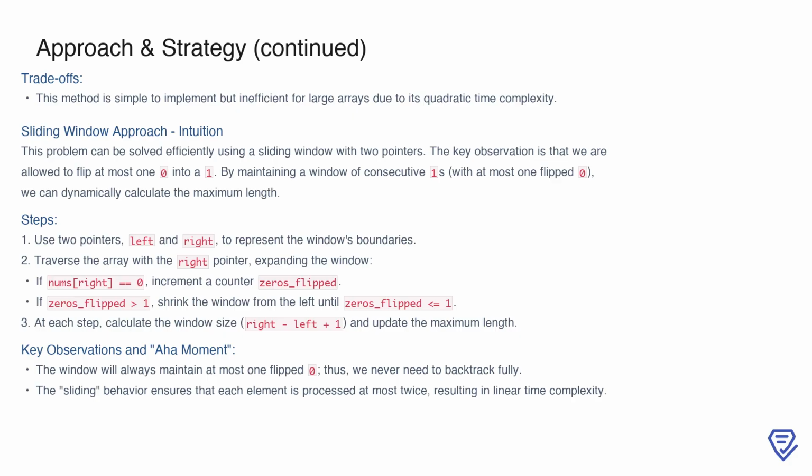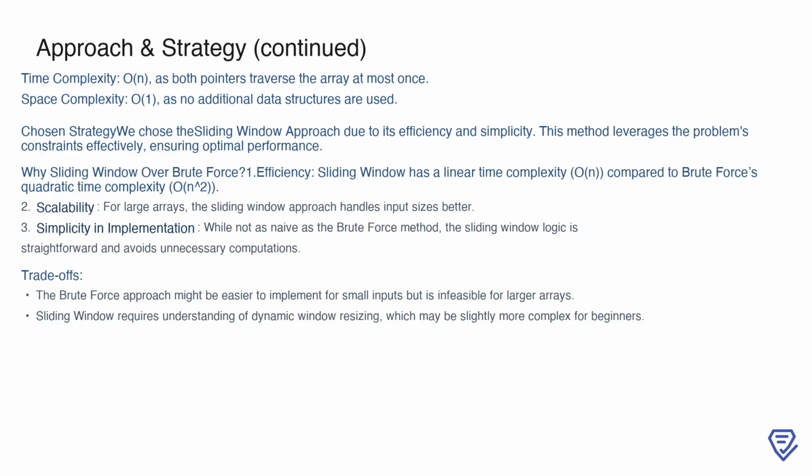This eliminates the need for redundant computations, making the sliding window a powerful and practical solution for this problem. The sliding window approach stands out for its efficiency. The time complexity is O(n), because both pointers traverse the array at most once, avoiding the quadratic overhead of brute force. Additionally, the space complexity is O(1), as no extra data structures are required. These factors make sliding window an ideal choice for this problem.